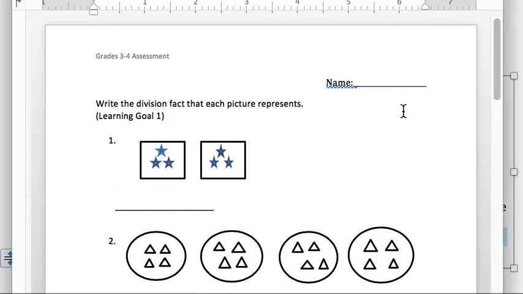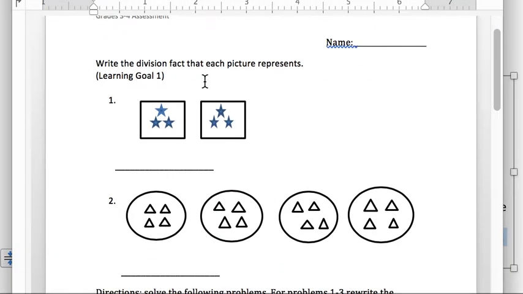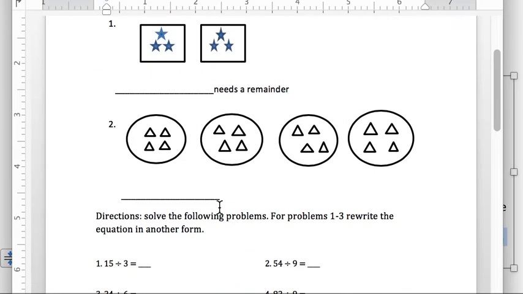So as an example, here are some things that people have done in the past. Write the division fact for each given picture represents. Now this is a good idea in the sense that it's divided. However, there is no remainder. What should happen here is there should be an extra star outside of this one. So this one needs a star, needs a remainder. Same thing for this one.